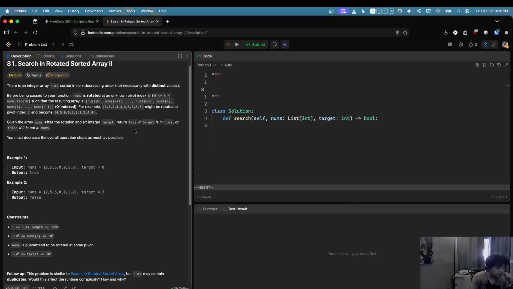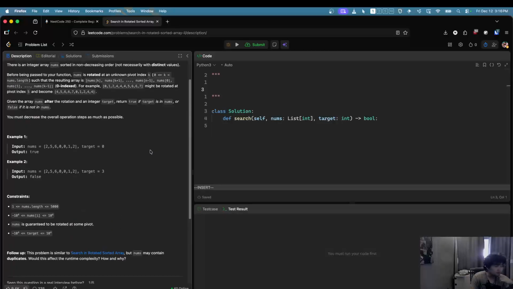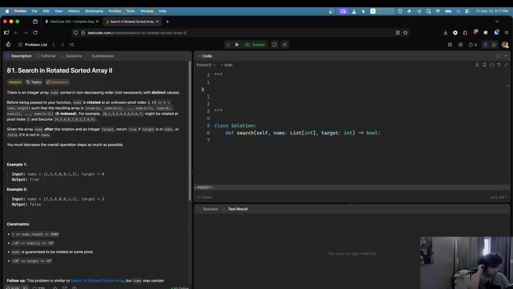But for this one, I think the thing is nums could contain duplicates. So would that change anything? I'm not sure. I don't know how this is going to work out. So let's see, the target is defined as 0. Would this change anything?